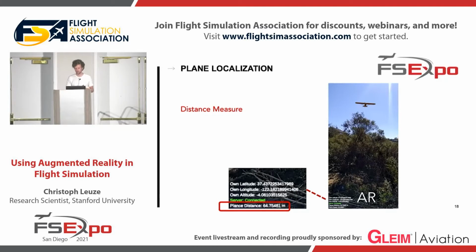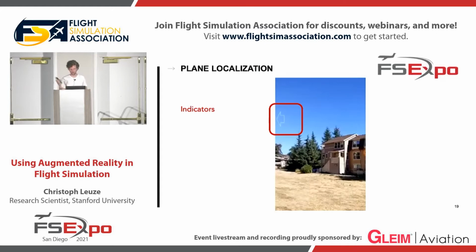We then also gave some additional help to the user to find the airplane in the sky. One was just a distance measure, which was also helpful for debugging. The distance measure tells us how far the plane currently is from the user. And then I think you also saw in the video these arrows on the side which point to the direction of the airplane.